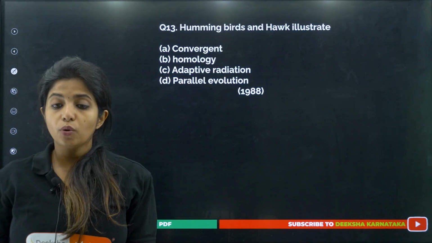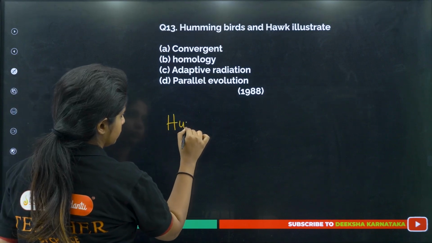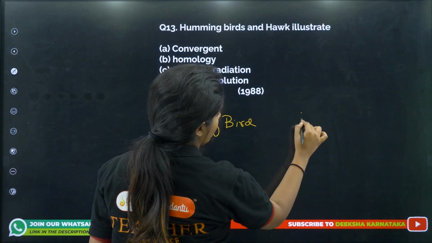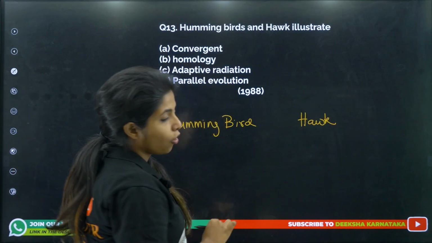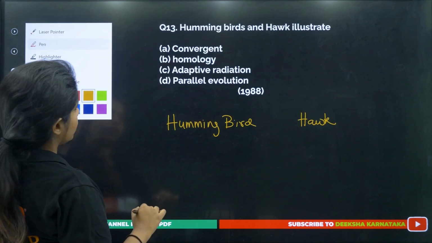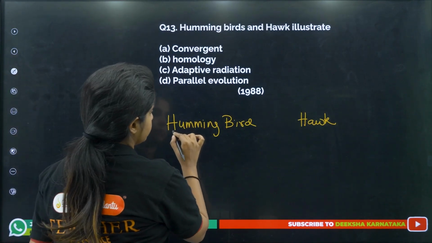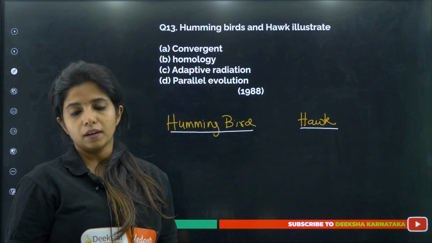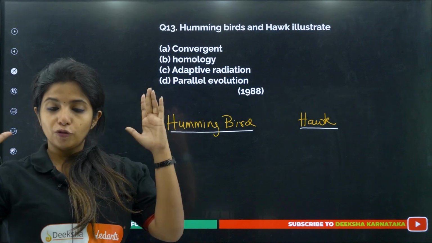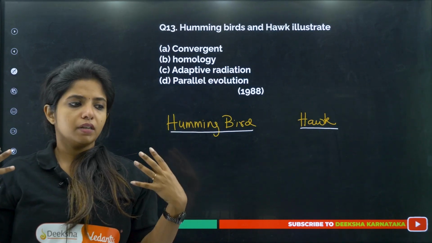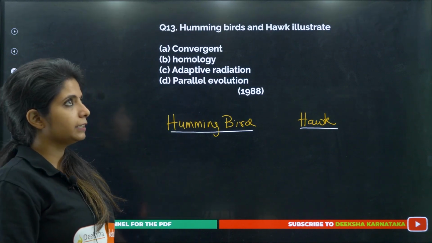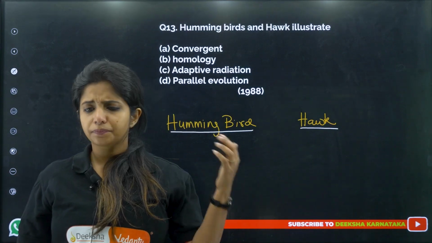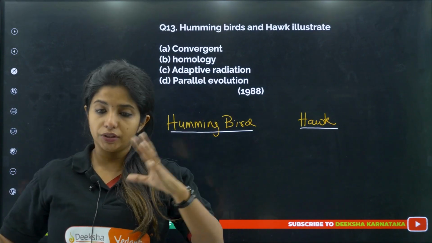Hummingbirds and hawk illustrate what? Hummingbird is a bird, and then you have hawk, my children. What are they trying to show? Basically both are birds, so I cannot say that they are showing homology, because homology comes when you have two different types of organisms but they have the same evolutionary history. For example, I talk about cheetah and man. Man is a mammal, cheetah is also a mammal, but two different species.